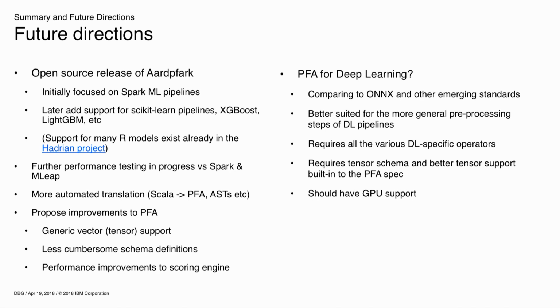We would like to propose a few improvements to PFA, generic vector support, and a couple of other things to make it a little bit less cumbersome. And then finally, look at the options around PFA for deep learning. At the moment, it doesn't support generic tensors, GPU, all of the various operators that would be required. But in many respects, it's more flexible than something like ONNX and other standards that might be out there for deep learning. So if the standard can move ahead with better GPU and deep learning operator support, there's no reason that PFA could not be used as the standard for exporting deep learning models.